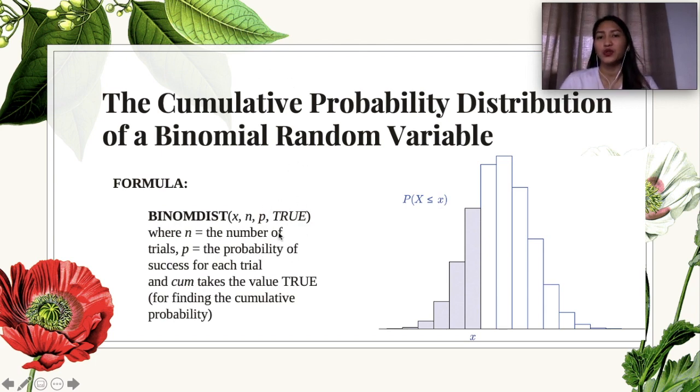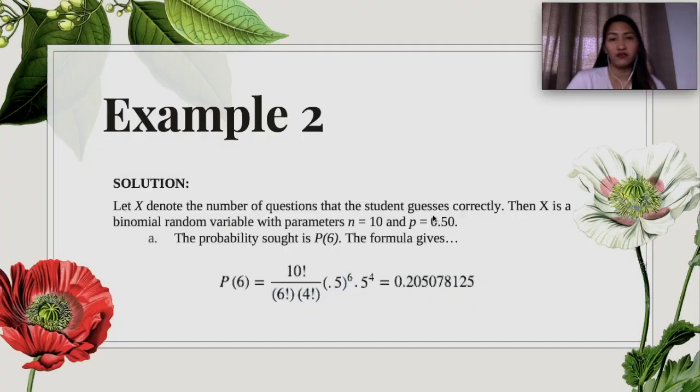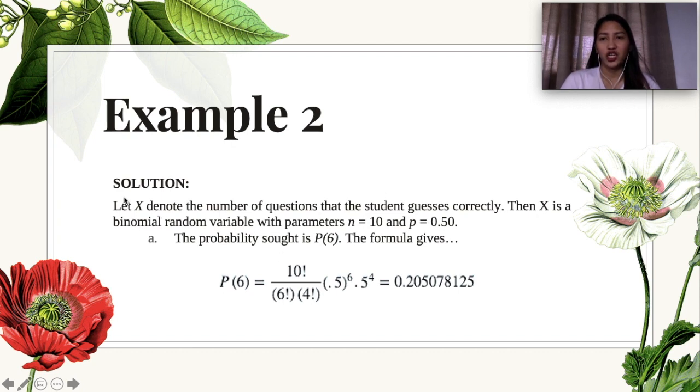All you have to do is to change the value of your fourth parameter to true because you're getting the cumulative probability. Okay, so here, let x denote the number of questions that the student guesses correctly. Then x is a binomial random variable with parameters n equal to 10 because you have 10 questions and then the probability is 0.5 because it can be correct or incorrect. The probability sought is P6. Meaning, the sixth question.